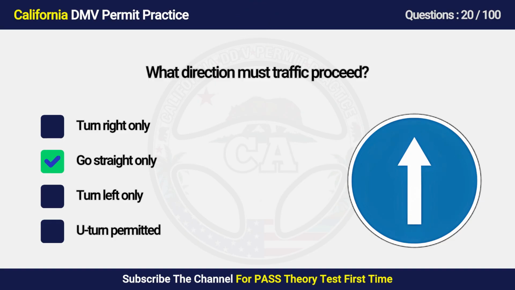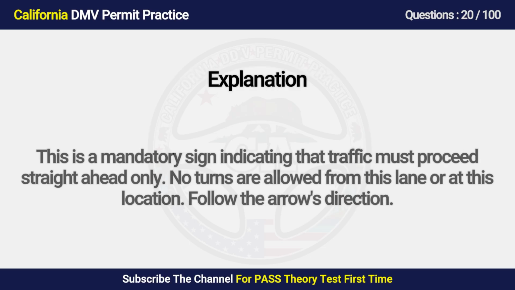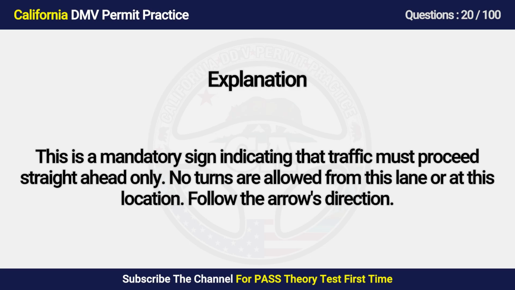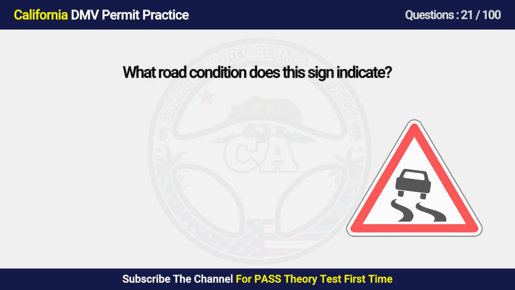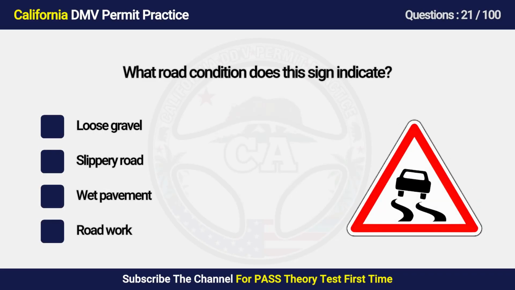Answer is B. Go straight only. This is a mandatory sign indicating that traffic must proceed straight ahead only. No turns are allowed from this lane or at this location. Follow the arrow's direction. Question 21. What road condition does this sign indicate? A. Loose gravel. B. Slippery road. C. Wet pavement. D. Road work.